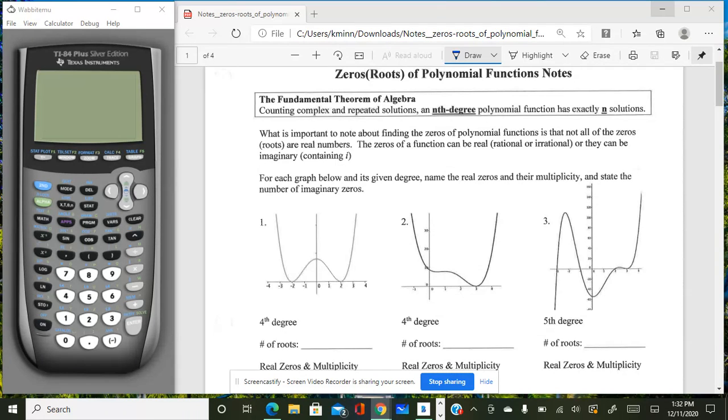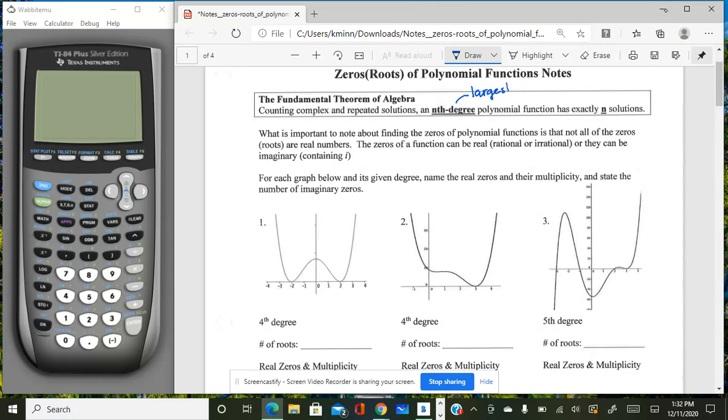The fundamental theorem of algebra tells us that the number of solutions is equal to the highest degree of your polynomial. So the nth degree, which is the largest exponent, is equal to the number of solutions.